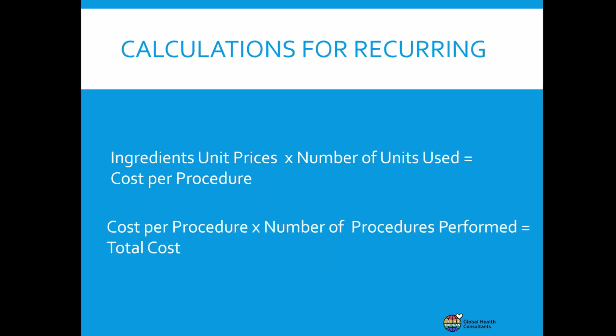So when we get the ingredients unit prices, and then we multiply them times the number used for a procedure, we can get the cost per procedure. Then, based on the cost per procedure, we can multiply it by the number of procedures that were performed to get the total cost of the treatment procedures in general.